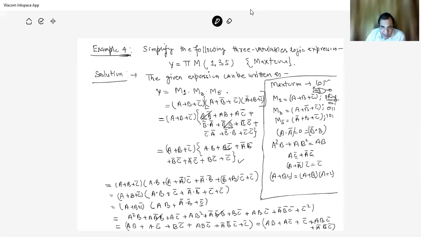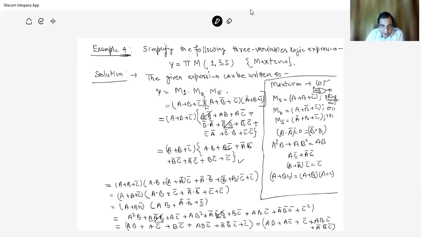So C bar square, here it is B bar, this gives the value 0. Here it is A bar, this value is equal to 0. So these two terms are 0. The remaining terms: A bar A square B is AB. This term is 0. Here it is A into C. This one is AB square, means AB.